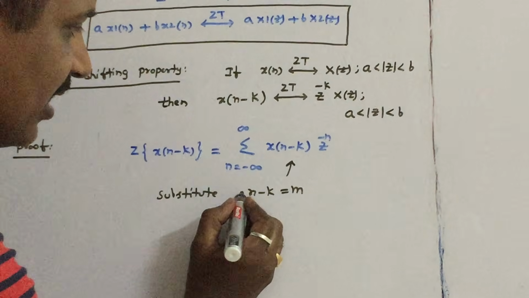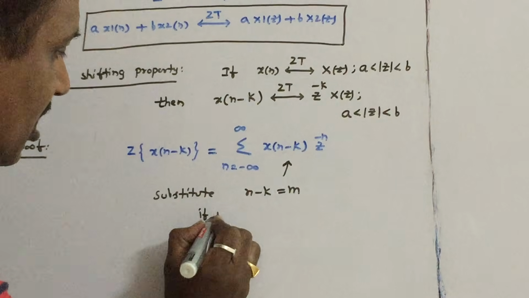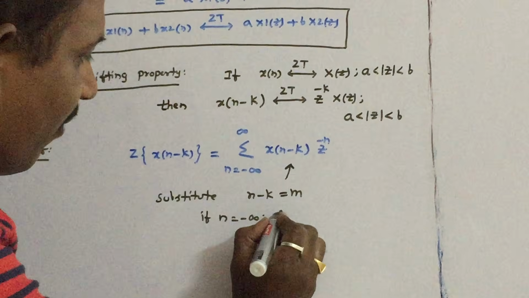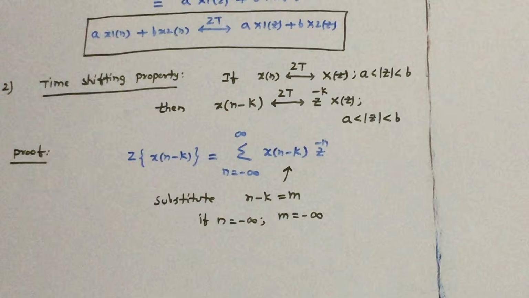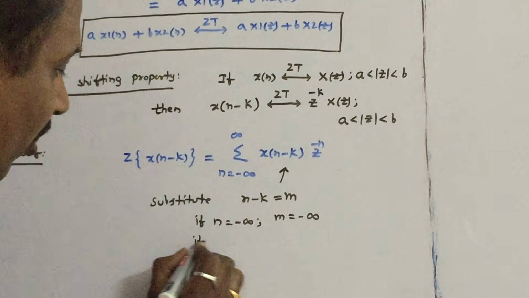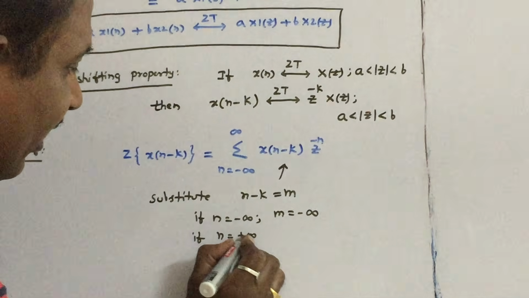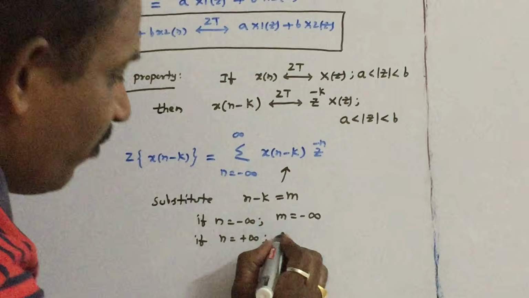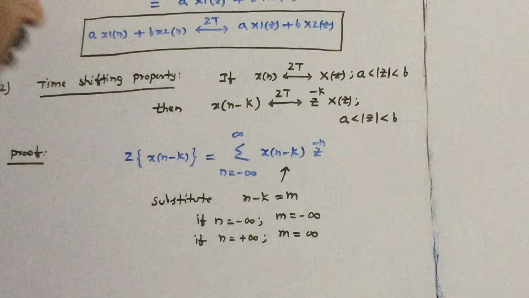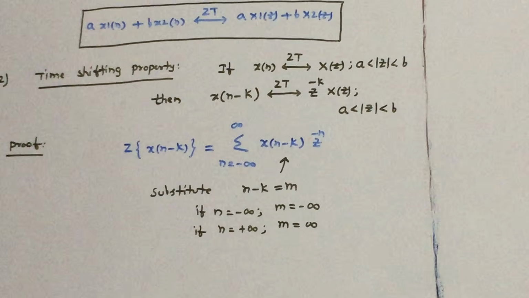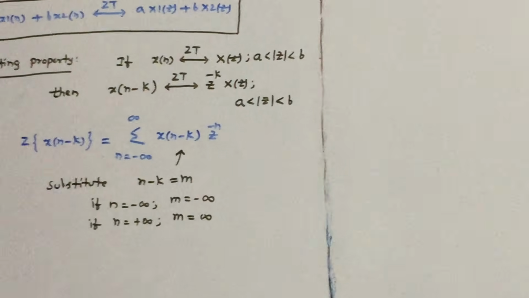If n is equal to minus infinity, m will be minus infinity. If n is equal to plus infinity, so what is the m? M is also infinity. So let us make the substitutions in this above summation.